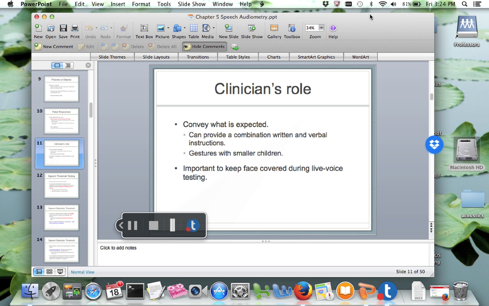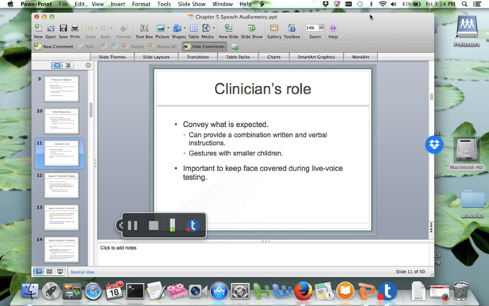With children, you're always going to be testing with 2 audiologists, and we'll speak about this at a later chapter. You have to explain to them what is expected and be friendly and outgoing and be able to develop a rapport with your children and adults and whoever you're testing.